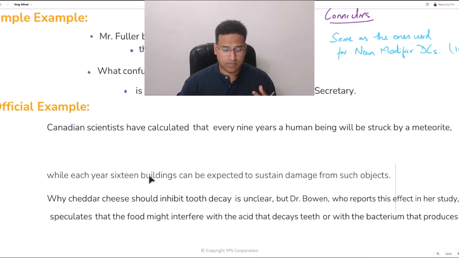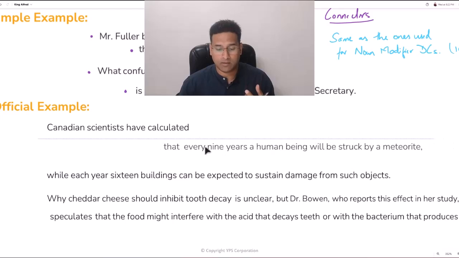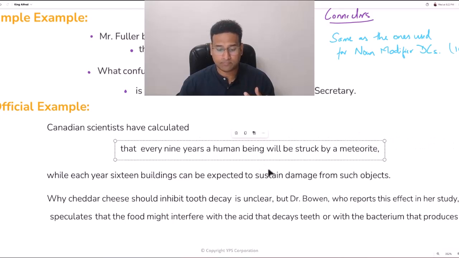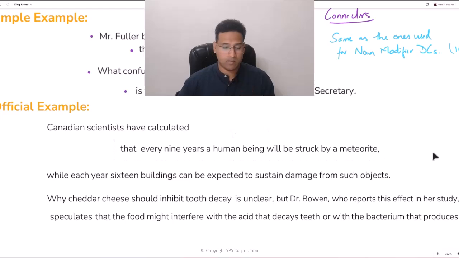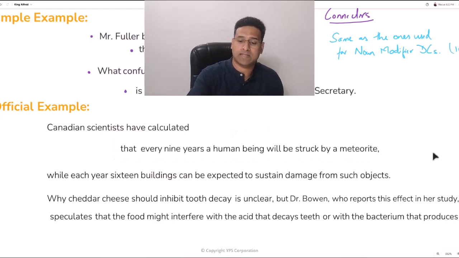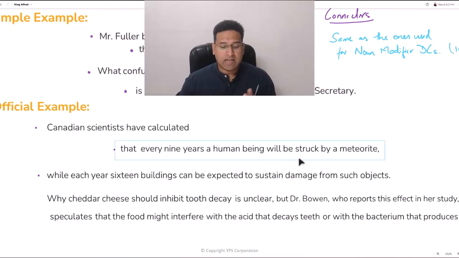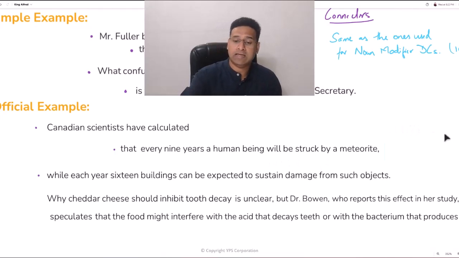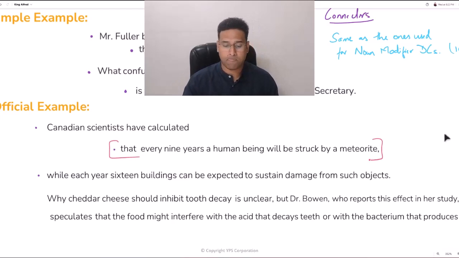So let's bring this down a little bit. Scientists have calculated something. What have they calculated? Well, there you have it. As simple as that. Canadian scientists have calculated that every 9 years, okay? Now, first let's analyze this group of words. It starts with a that. It has a passive verb, will be struck. It has a subject, a human being, okay? And it has the DC connector, that.